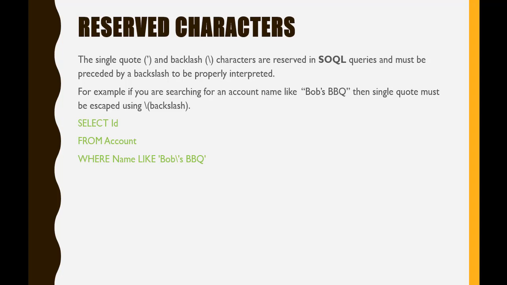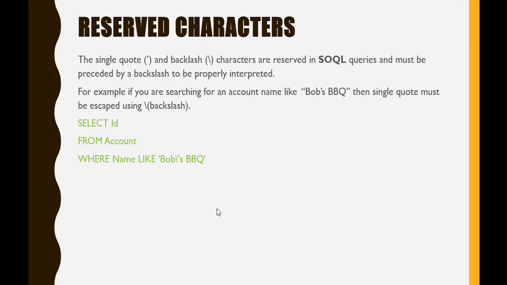Let's say you're searching for an account with the name Bob's Barbecue. You can see here that it has a single quote in the name. If you want to search for something like this and you want the single quote to be interpreted correctly, then you have to precede it with the backslash. That means you have to escape it. The single quote must be escaped using the backslash. As you can see here in the example, Bob's Barbecue, I'm using a backslash so that my single quote can get interpreted correctly.